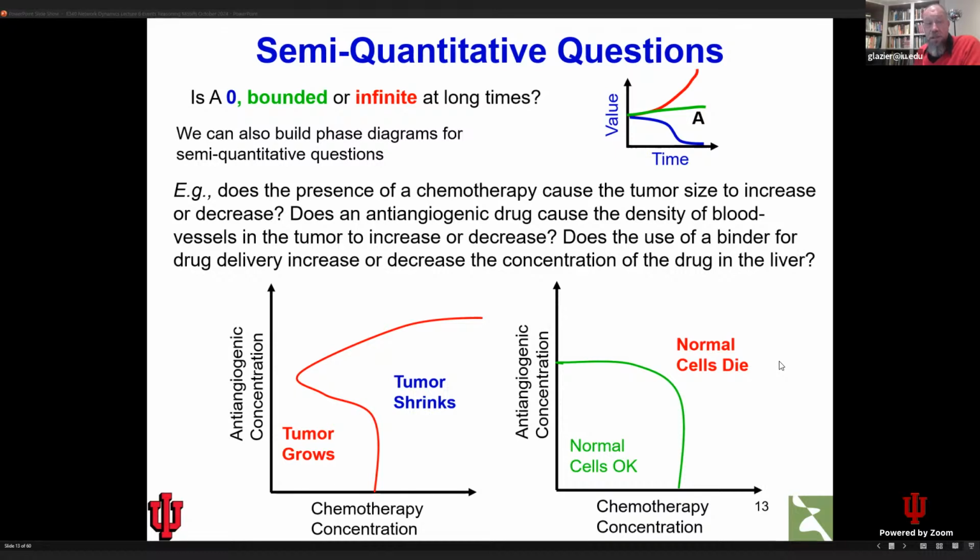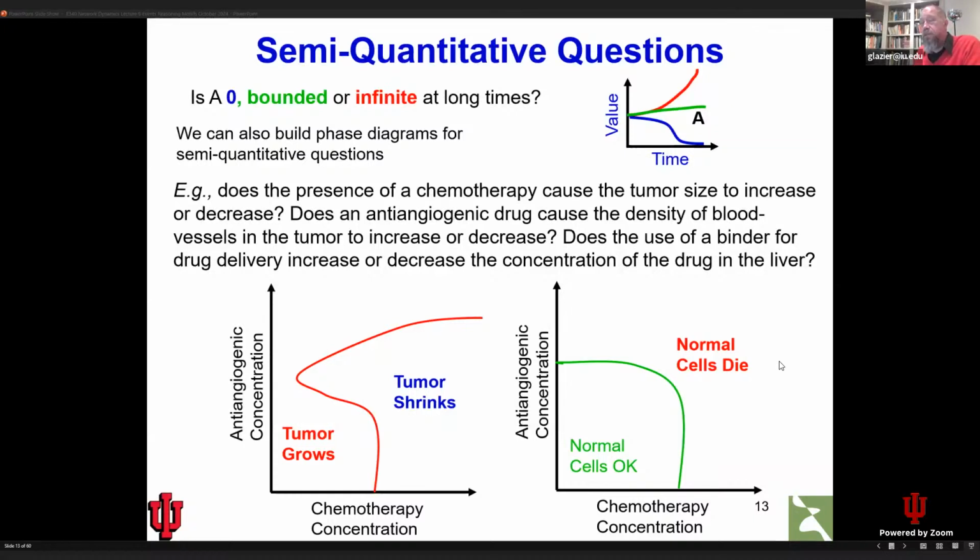And I can also look at the cells around the tumor, the normal cells, the stromal cells around the tumor, and I can ask, are they surviving or are they dying? And now I can think about treating the cancer with a chemotherapy. Classic chemotherapies are what are called cytotoxics. They kill cells that are dividing. So if I give plenty of cytotoxic chemotherapeutic, I'm going to expect that the tumor will shrink.